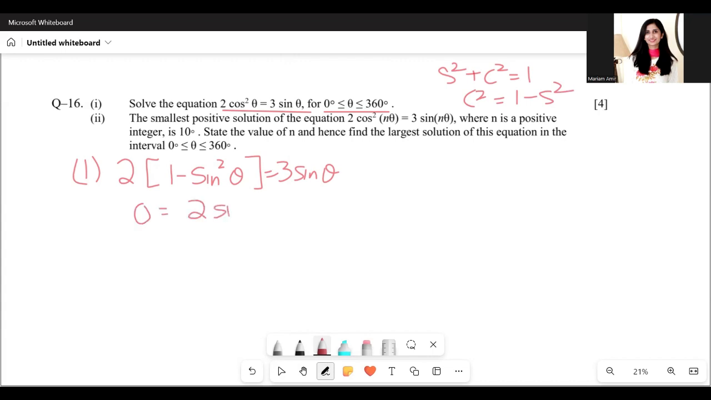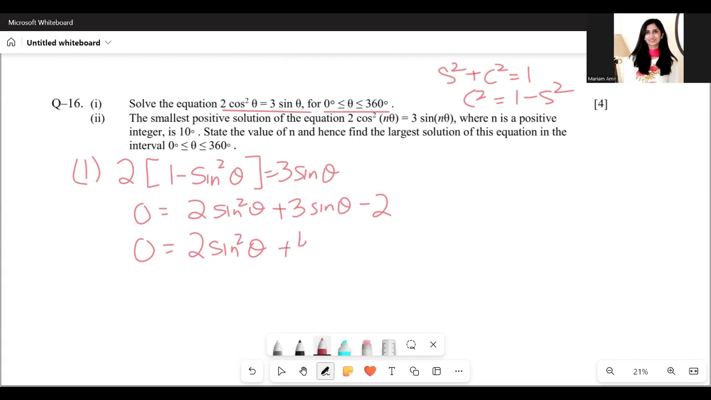Now I'm going to expand and rearrange this. I'll have 2 sine square theta plus 3 sine theta minus 2. This is a hidden quadratic equation. We can solve this using middle term breaking. I'm going to directly do it, instead of assuming let sine theta equals y.